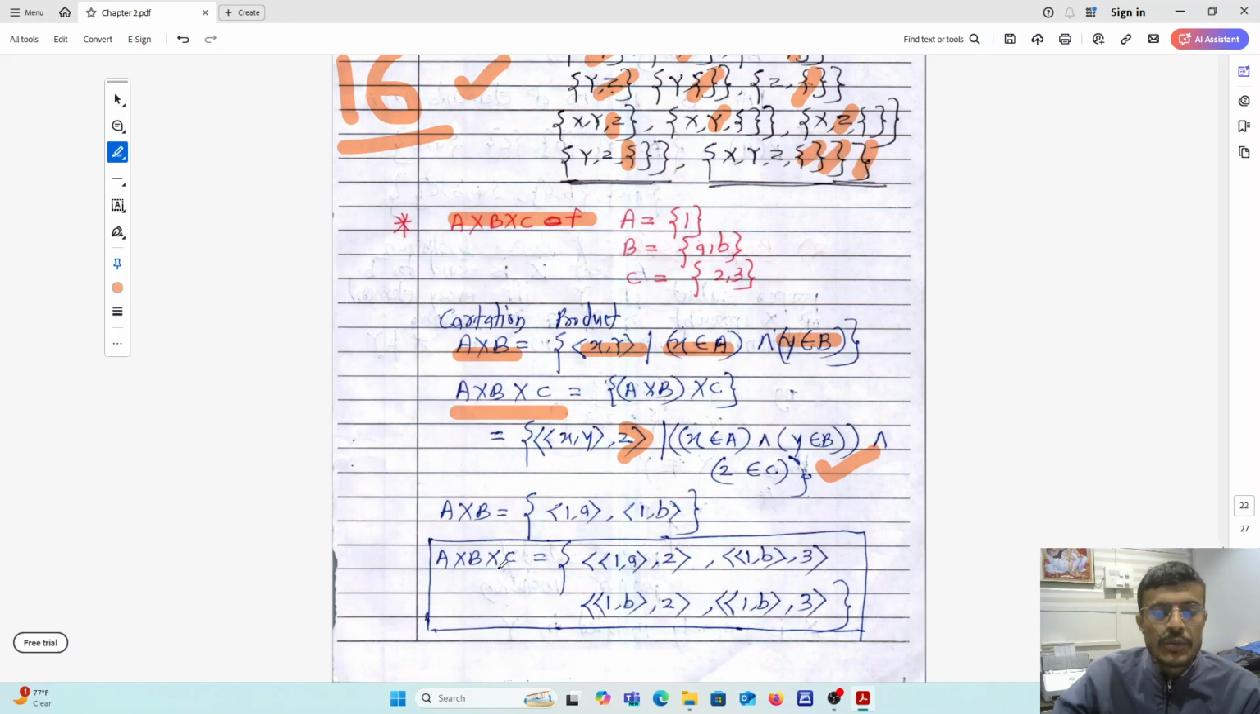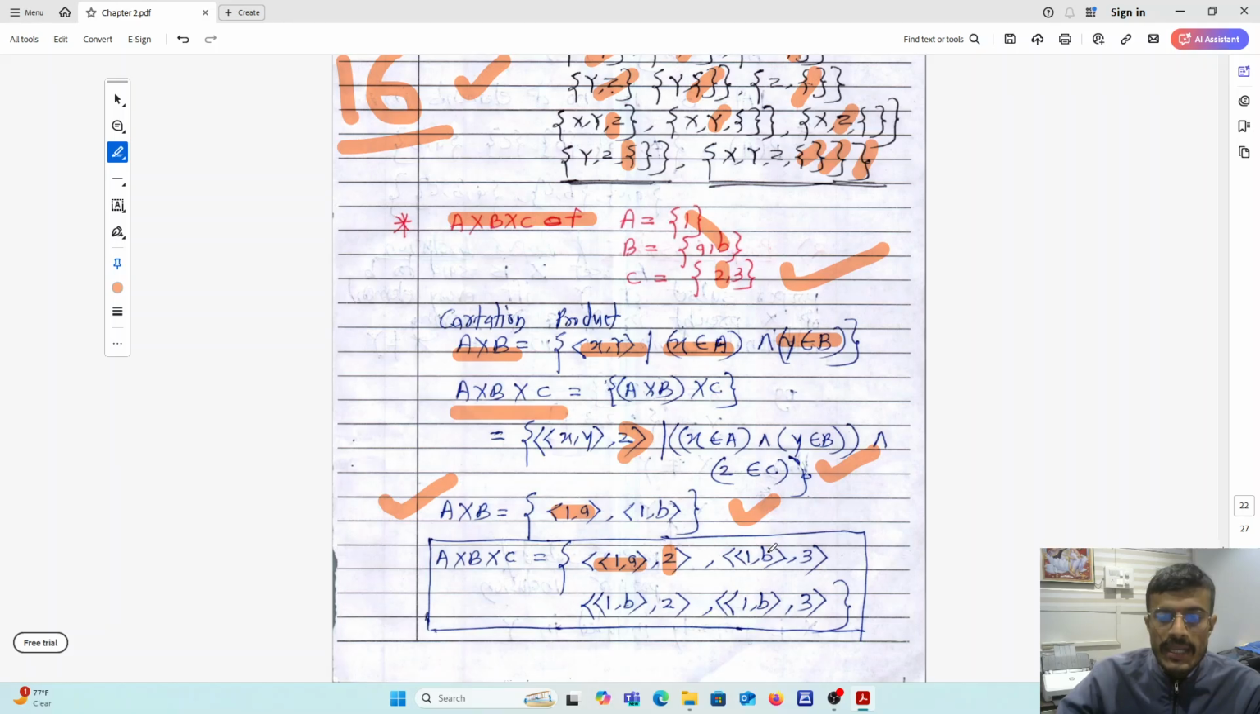And finally it gives you A cross B, which is equal to {(1,a), (1,b)}. You can see here (1,a) and (1,b). Then A cross B cross C. So you have A cross B with you and C with you. So what you have to do? You have to take the first ordered pair (1,a), that is the element from the ordered triple, and take this over here. Then (1,b).